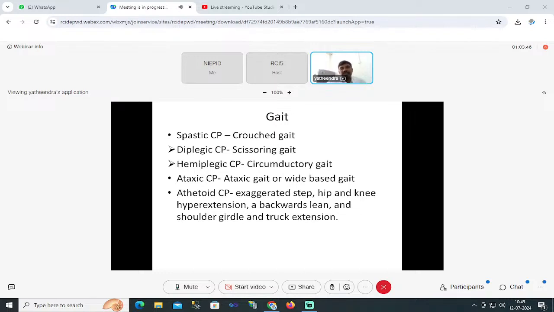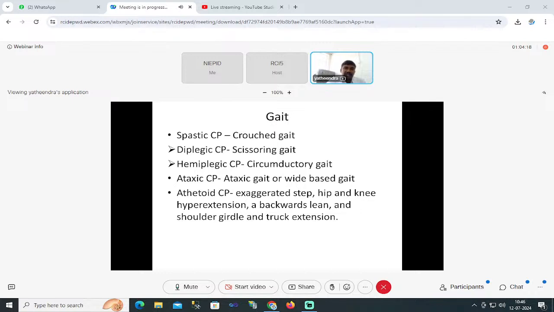Like suppose when I said a spastic CP, when both upper limbs and lower limbs are affected, a crouched gait will be there. Like suppose when you say the diplegic CP, very common, in all those cases, because of tight spasticity of adductor muscles, we can see scissoring gait. Both the lower limbs will be in the pattern of a scissor. When the child is walking, one limb will be crossed over the other limb because of the tightness or spasticity of the muscle. That type of presentation will be called a scissoring gait.